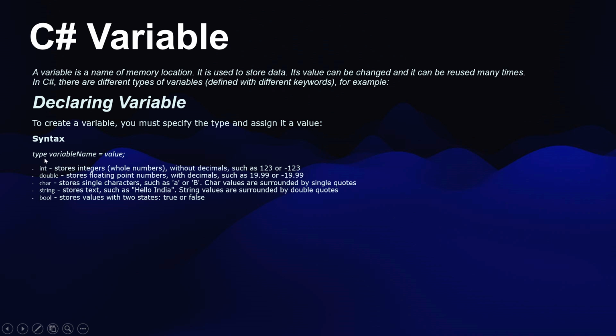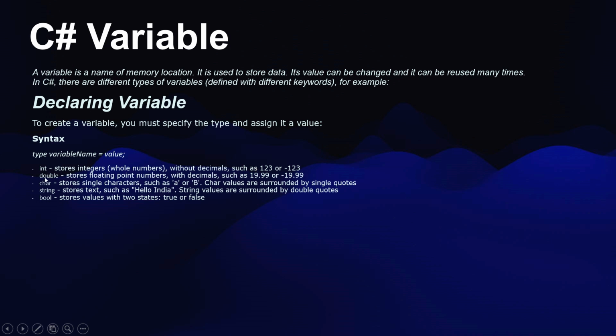So here you can see its type, then variable name. Variable name can be anything. Type actually is integer, character, or boolean. And value is whatever value you are going to assign. If you see here, int stores integers only, without decimals, such as 1, 2, 3. Any numeric number without decimal is an integer. Decimal means a point value.